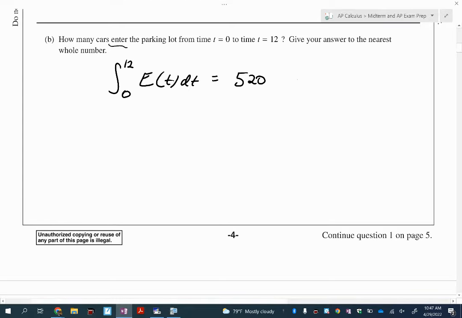I think you finished the problem. I think we have another part, but yeah, we finished part B. So 520 cars. This is number 1, right? Does it get harder? Oh yeah. Number 2 is harder, and then just wait till we get to the ones without a calculator there.